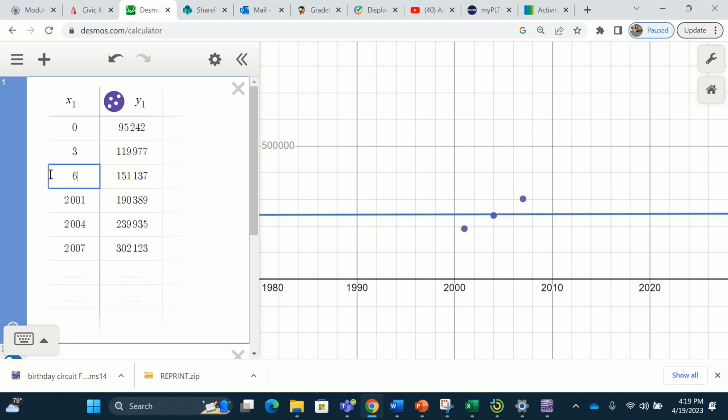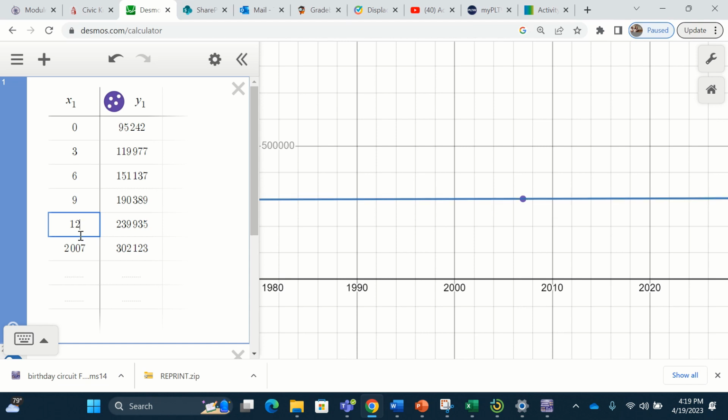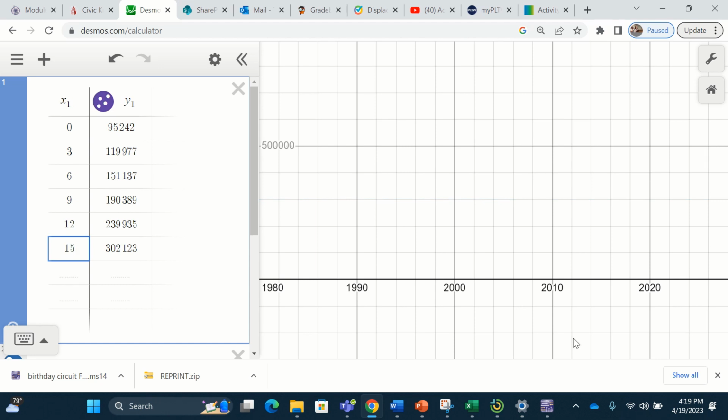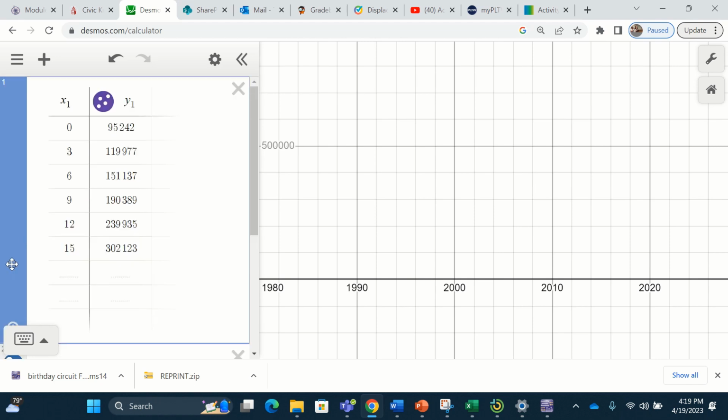1998 is 6 years later. 2001 is 9 years later. This would be 12 years later. And 2007 is 15 years later. Now, you notice my graph looks like it's gone, and that's because we moved everything. So I need to click my little plus sign again.